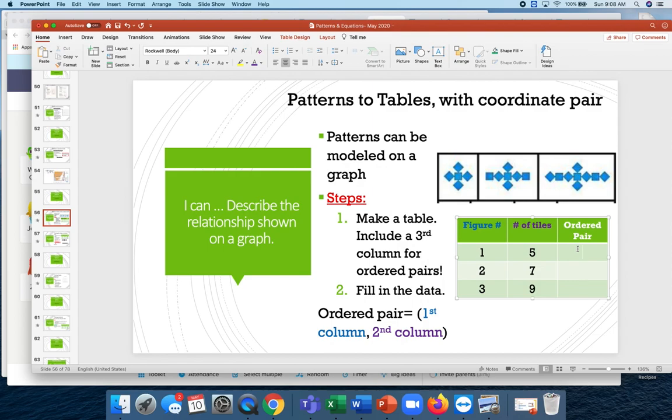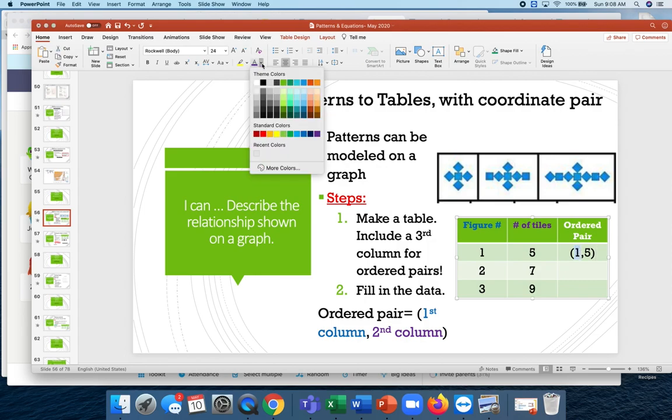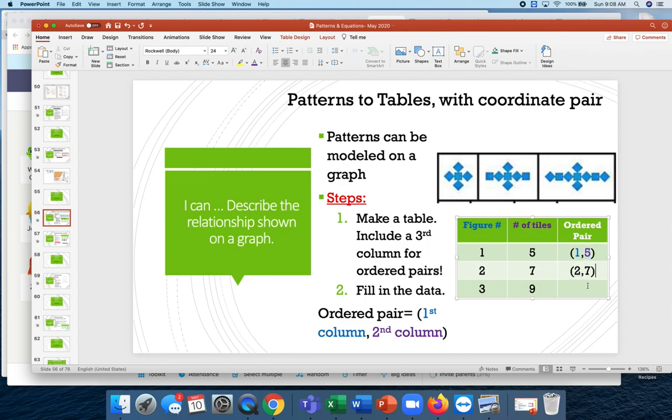So ordered pair, we know to write these, we have to put bracket, and then we put the first number, the first column, so 1, comma, and then the second column, 5. Okay, if you want to highlight these by using your color codes, you could. So this is my first one, and then this is my second one, okay? Then you probably have a guess at what this is. 2, 7, and then this one is 3, 9. Ta-da! That's it!